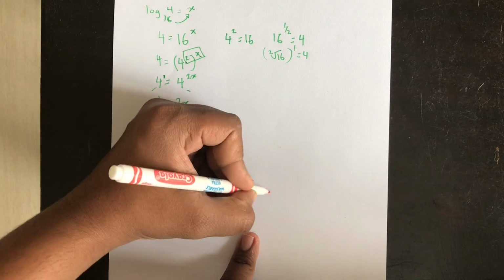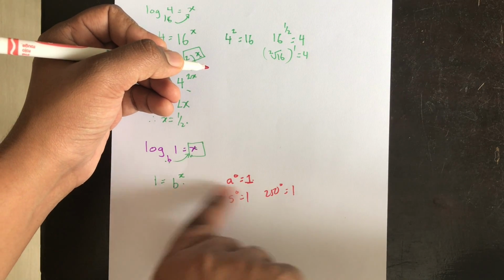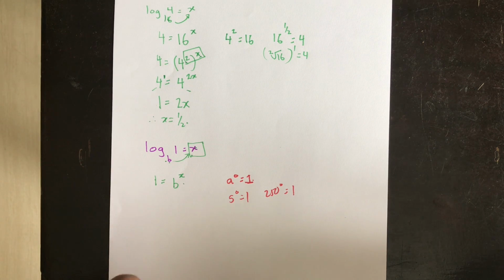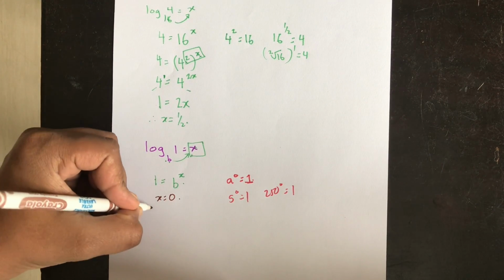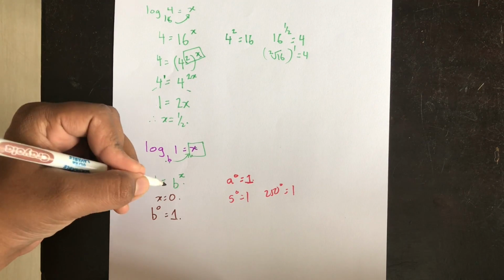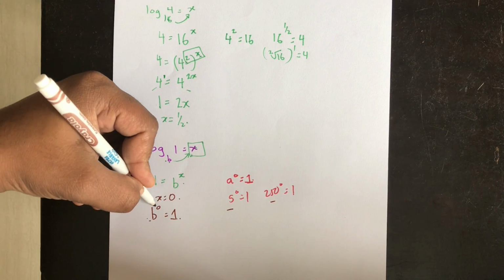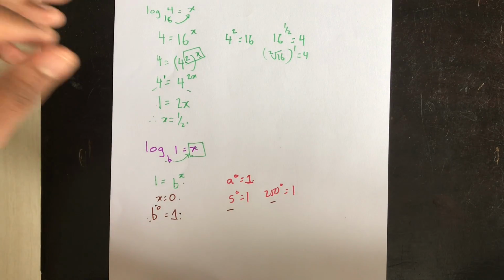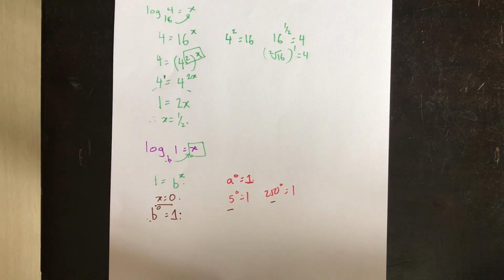5 power 0 is equal to 1. 250 power 0 is equal to 1. Any number power 0 is equal to 1. So let b be anything. Therefore, if b is anything, we can get an answer for x. So x will be 0, because b power 0 is equal to 1. b can be anything: 5, 250, 3000. 3000 power 0 is equal to 1. Any number to the power of 0 is equal to 1. Therefore, for this question, x is equal to 0.